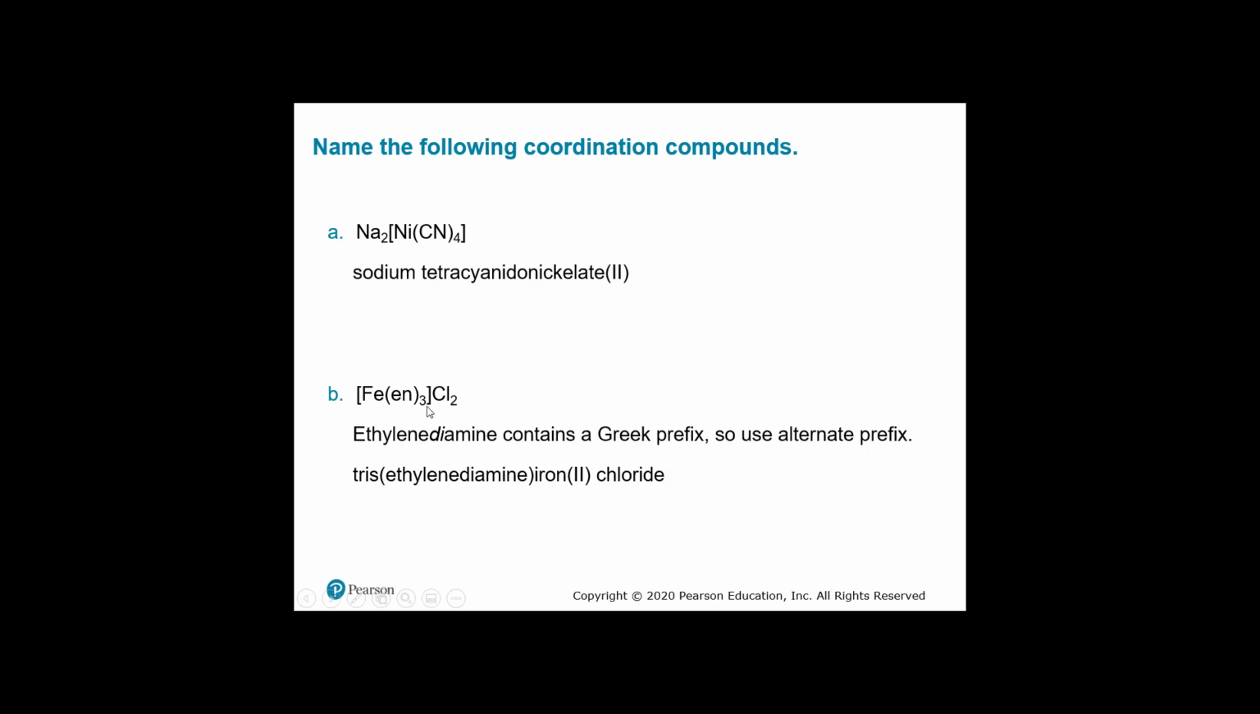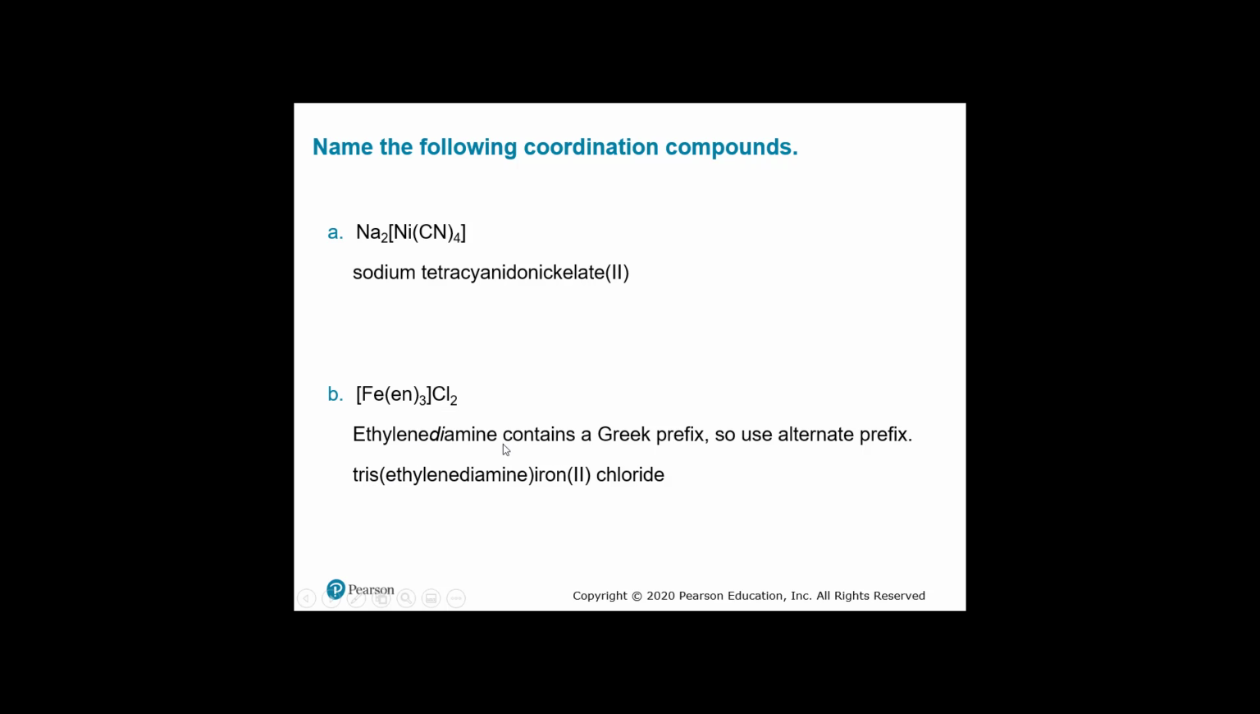So in this case we have 3 ethylene, so we have ethylenediamine, which contains a Greek prefix, so we have to use an alternate prefix. Because it has a di here, we can't use that. So this is where the tris(ethylenediamine) comes from, because we have 3 of them. So we have to use tris.